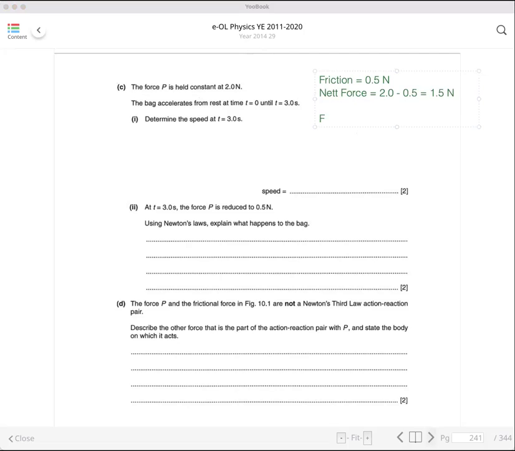Then you must find your F equal to MA. So I'm doing this for you all. 1.5 is equal to 2.0 times A. So what is A here? The A is 0.75 meter per second square. So your acceleration is 0.75 meter per second square. So can you find the speed at t equal to 3?